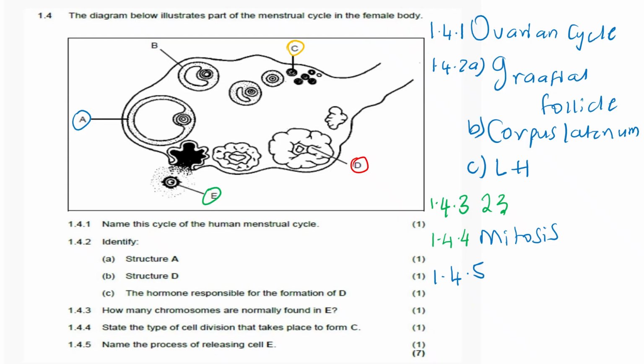Now 1.4.5, name the process of releasing cell E. Where is cell E? This is our cell E. The process of releasing cell E is what we call ovulation. Right.